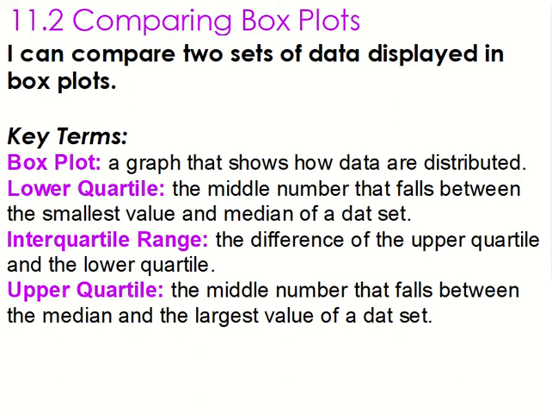Well, I should have gone with upper quartile, so I'm going to jump to that. The upper quartile is the middle that falls between the median and the largest value of data. So this is the upper middle, the middle of the upper half of the data. We have a lower half of data, that's the lower quartile, and we have the upper half of data, that'd be the upper quartile.